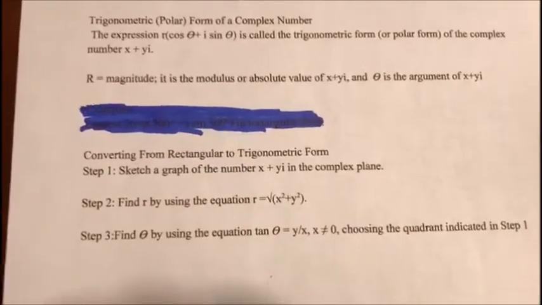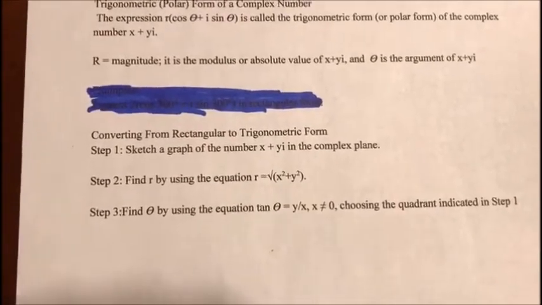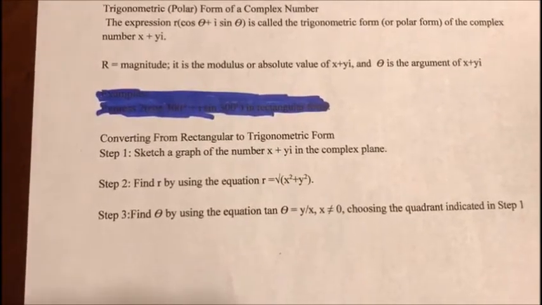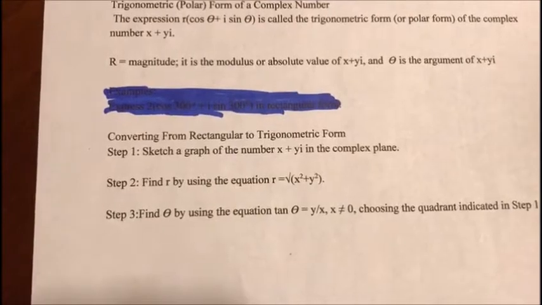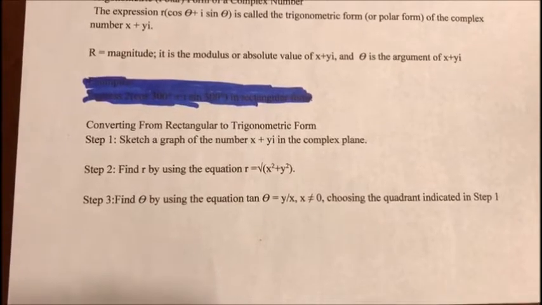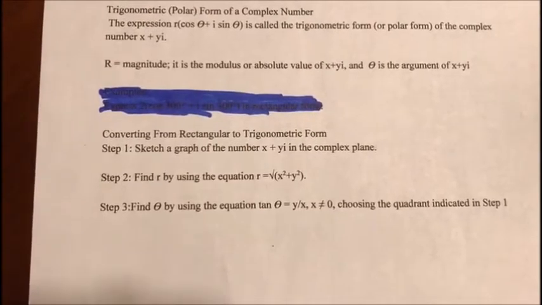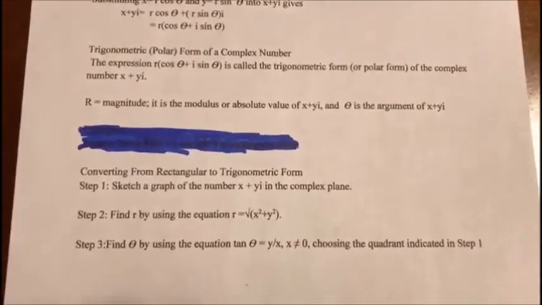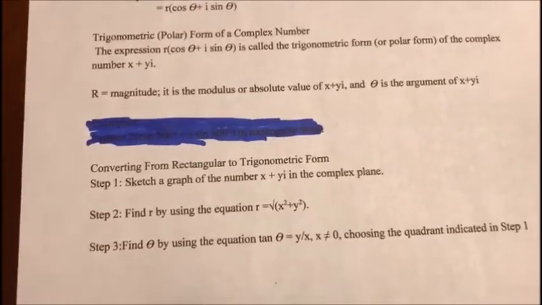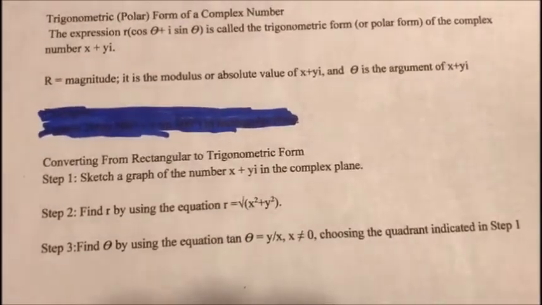So converting from rectangular form to trigonometric form requires three steps. Step 1 is to sketch a graph of the number x plus yi in the complex plane. Step 2 is to find r by using the equation r equals the square root of x squared plus y squared. And step 3 is to find theta by using the equation tangent theta equals y over x when x does not equal 0, choosing the quadrant indicated in step 1. So this just shows you that going from rectangular form to trigonometric form is relatively harder than going from trigonometric to rectangular. But this is why you have 3 steps for it, and then you just use it.